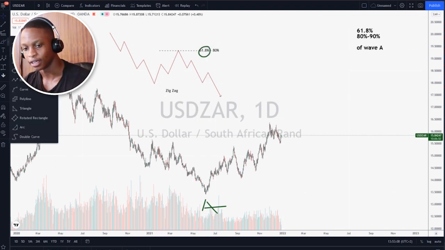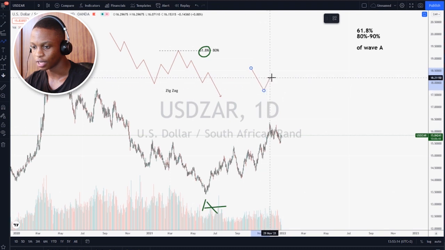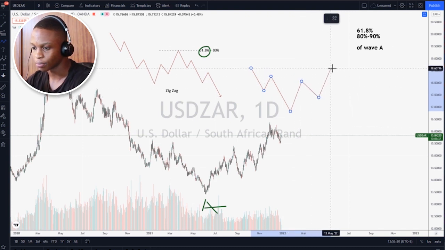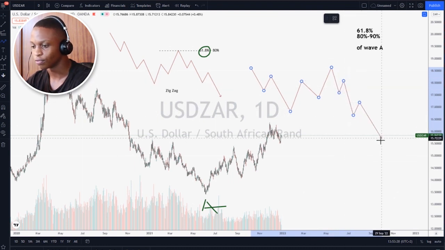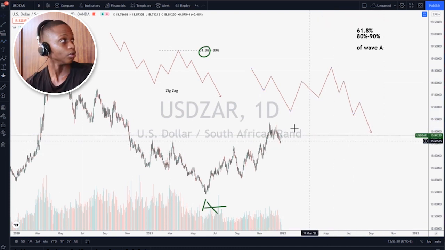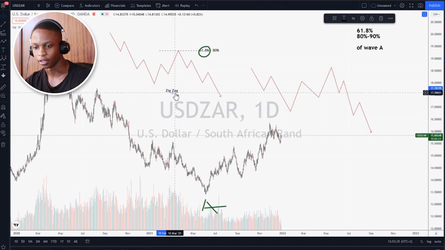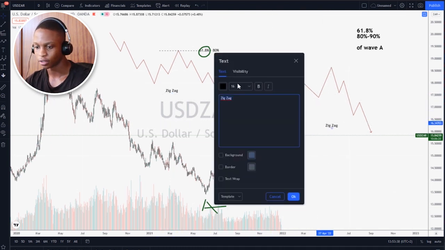But then in the cases where we have a flat correction or a triangle, flat correction we have A, B, C being three subwaves for wave A, three subwaves for wave B, and then 1, 2, 3, 4, 5 subwaves for wave C. Okay, and in this case, what do we have? This is what we call a flat correction.